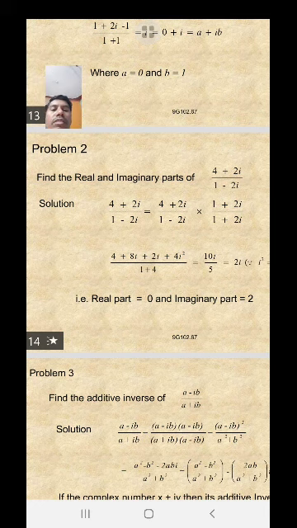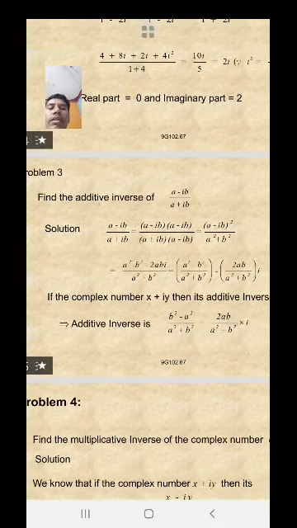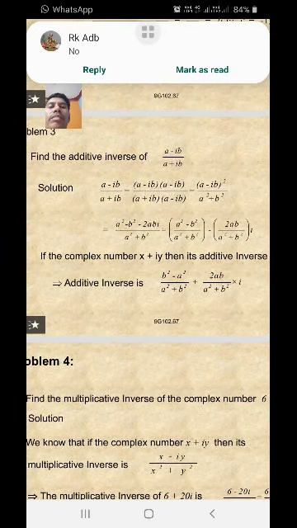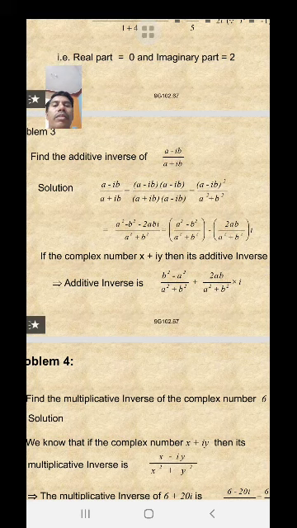That equals, 4i square means minus 4, so minus 4 plus 4, minus 4 get cancelled. 8i plus 2i means 10i by 5, that equals 2i, and here real part equals 0 and imaginary part equals 2. Next question, third problem.